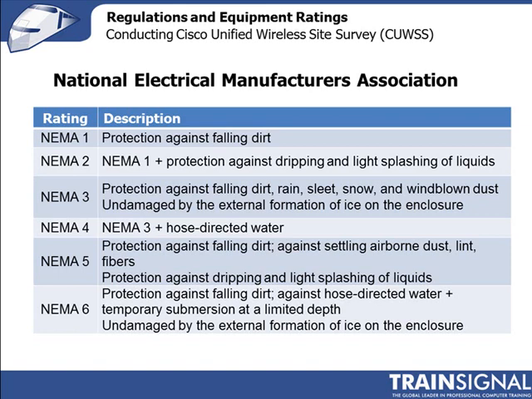You can take an access point and put it in one of these housings, or the access point can be defined to have this type of housing. It's like an enclosure that's going to protect you against the elements. And you can see here the types of elements, things like falling dirt, dripping and splashing of liquids.